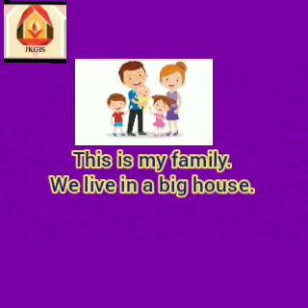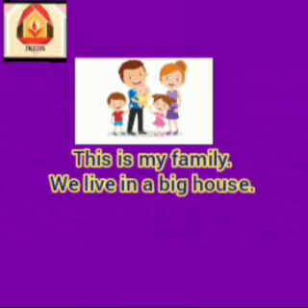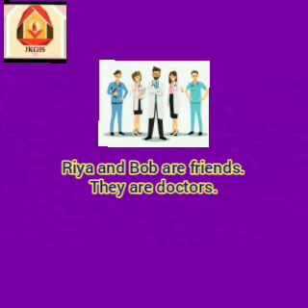We should always remember that the pronoun we is always used for people. Here, we is a pronoun which is used in the naming part of the sentence. With the pronoun we sometimes use the pronoun are. Ria and Bob are friends.